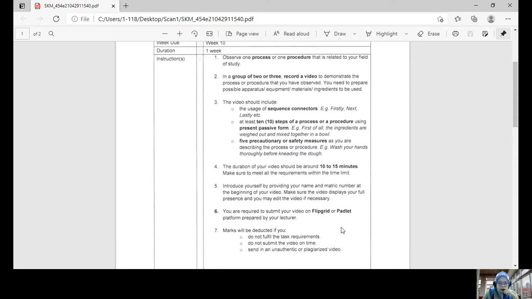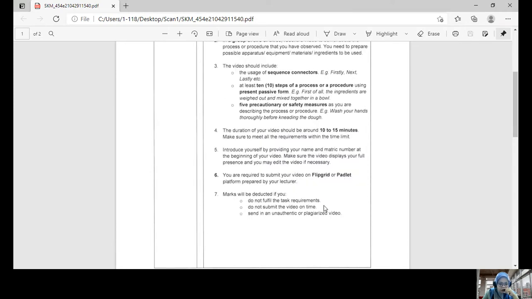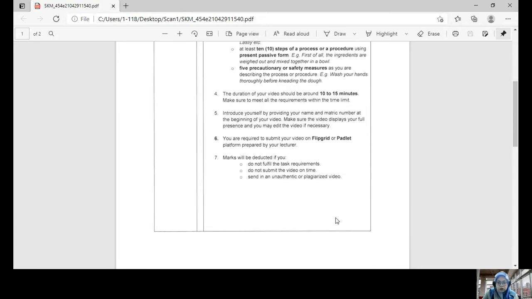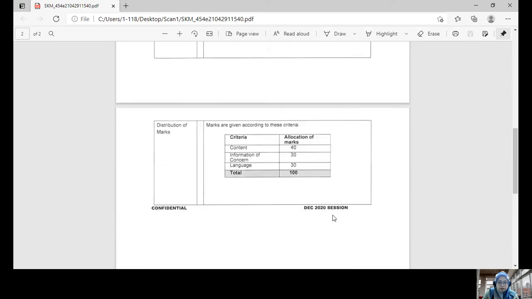Okay. You are required to submit your video on Flipgrid or Padlet platform. Yang ni nanti akan kami tahu bila you kena hantar kat mana. Marks will be deducted if you do not fulfill the task requirement. Do not submit the video on time. Ini kalau I tahu kalau you ambil steps from YouTube, memang boleh nampak. Okay, so that's why when you explain on the process or instructions, make sure show your full face. Okay, show your full face.